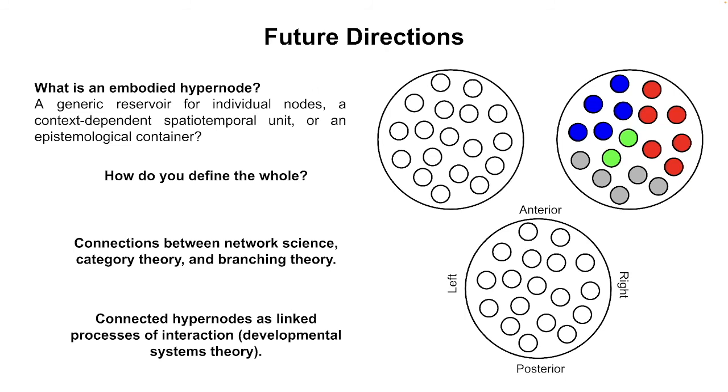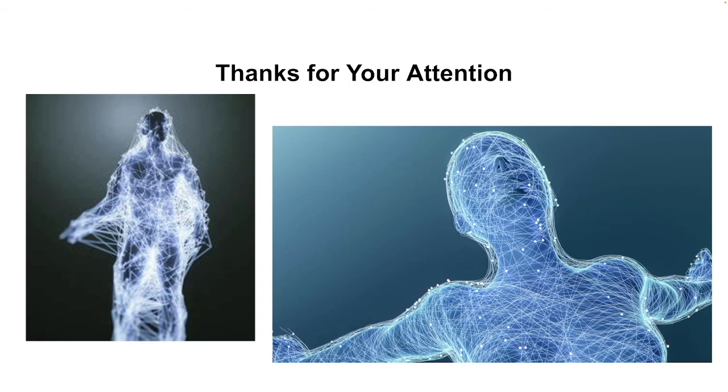In future directions, we'd like to move towards defining what an embodied hypernode is. I've talked about embodied hypernodes rather in an empty manner, but we have to ask the question: are these generic reservoirs for individual nodes, or are these defined in different ways? And so there's a role for epistemology here, defining the whole, finding the connections between network science, category theory, and branching theory, and figuring out these processes of interaction. Thank you for your attention.